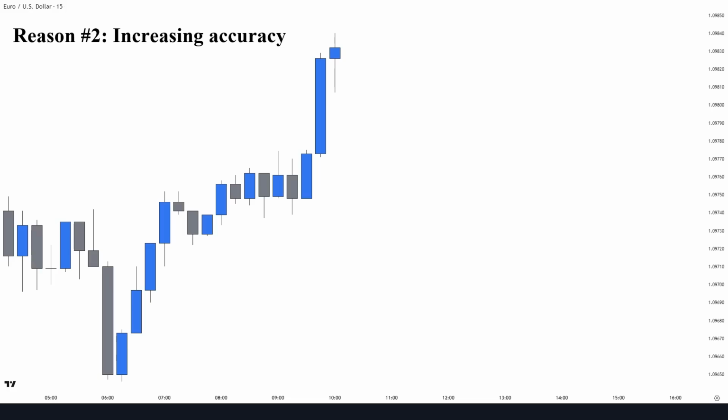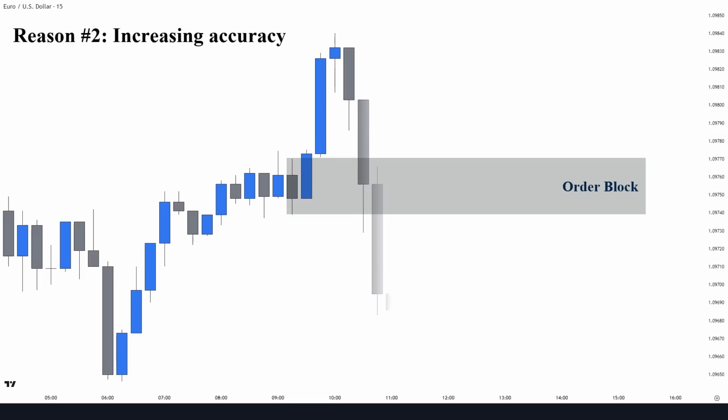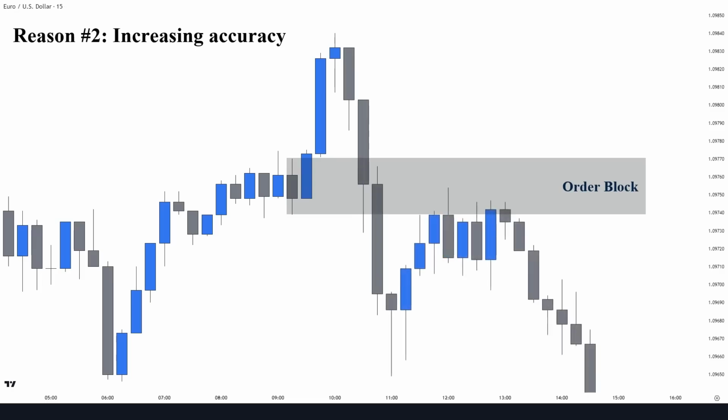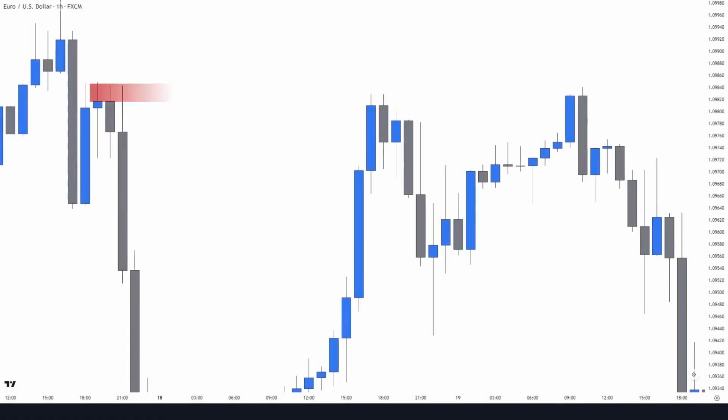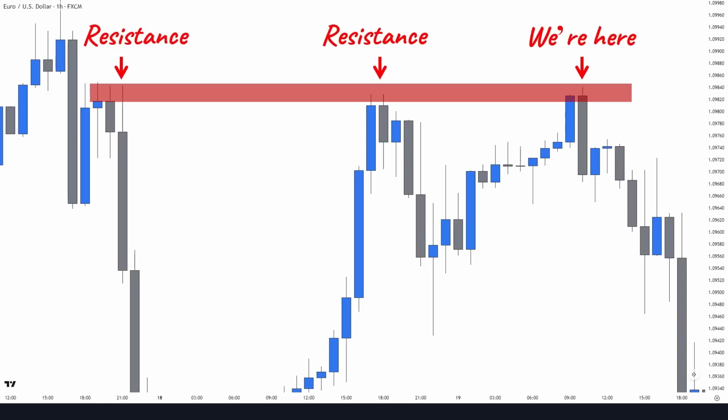Here on the Euro-Dollar 15-minute chart, we had a strong bullish move with a clear fair value gap between the shadows. As a result, we have a valid order block, which is an excellent opportunity to go long. However, the market suddenly changes direction and ignores the demand order block, and in case you are wondering, here is why. If we zoom out to the 1 hour time frame, we can see that this change in direction could be due to reaching a higher time frame key level that acted as strong resistance multiple times previously. So checking the higher time frame key levels could help us avoid this kind of unnecessary risks.